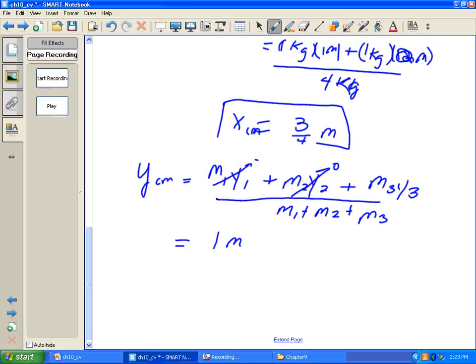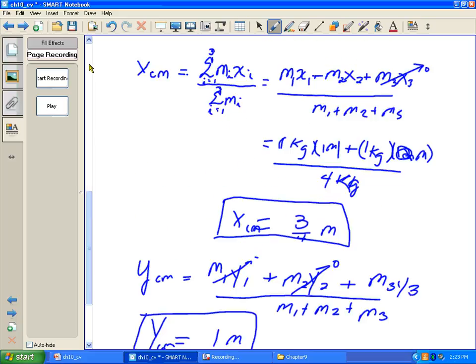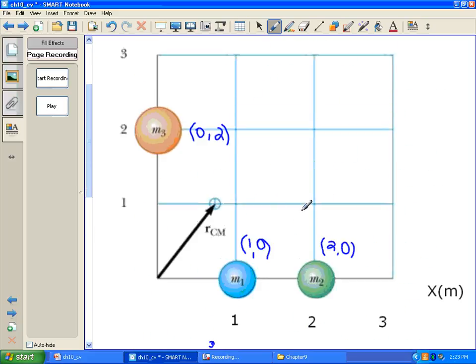So the center of mass of the system of 3 masses has the coordinates of 3/4 of a meter in X and 1 meter in Y. And if we look over here, 3/4 of a meter in X would be someplace right here, and 1 meter in Y, and sure enough, there is the center of mass of the system. Notice that it does not lie on any one particular mass, but rather considers not only the value of the masses, but their location relative to an origin.